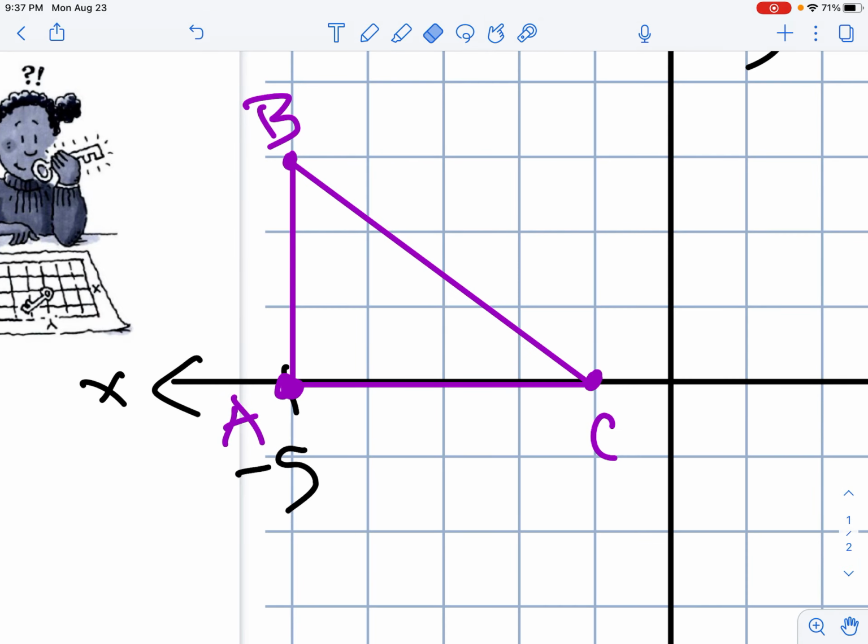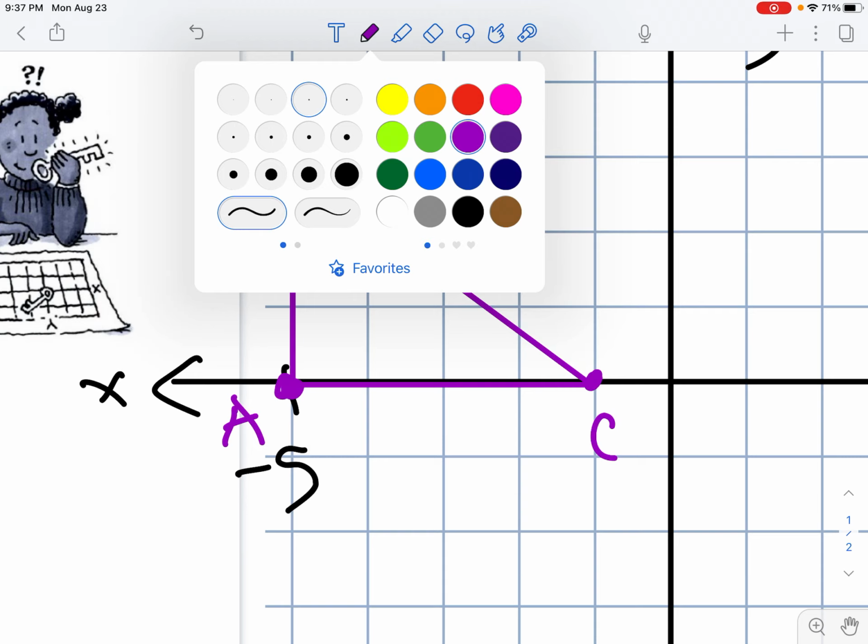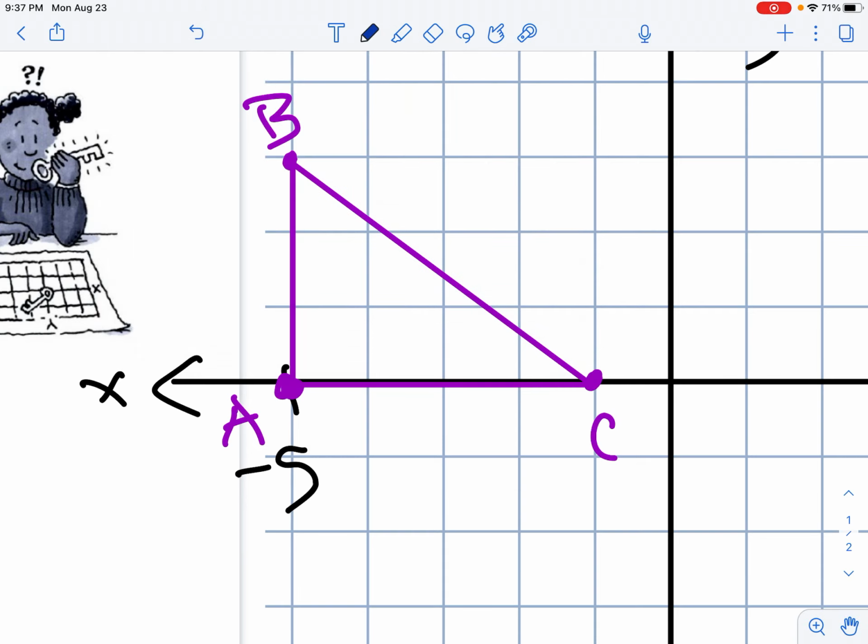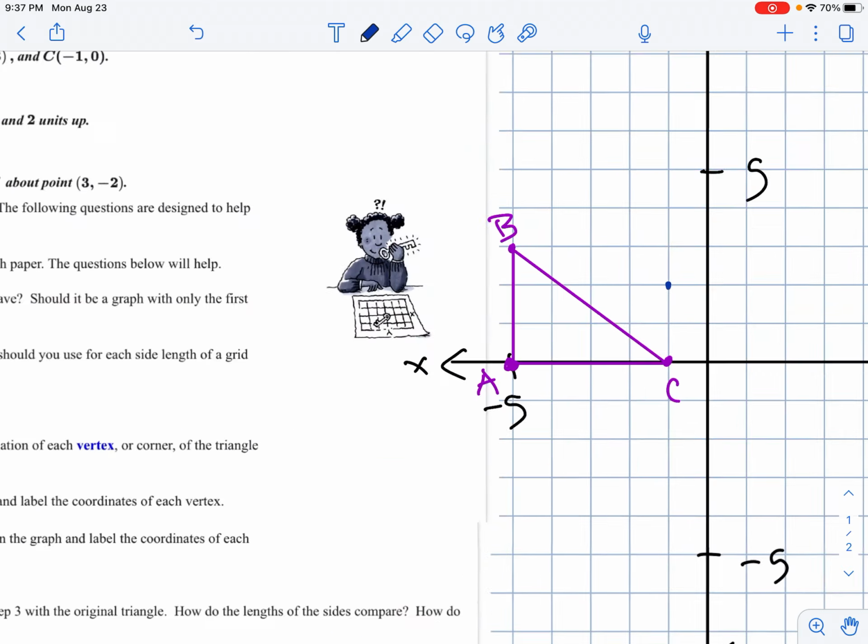So if I wanted to translate point A here, I'm going to count from point A, 4 right and 2 up. So 1, 2, 3, 4, 1, 2. So that's where it's going to go, right there. I'm going to get rid of those little dots on there though. So 4 right and 2 up.